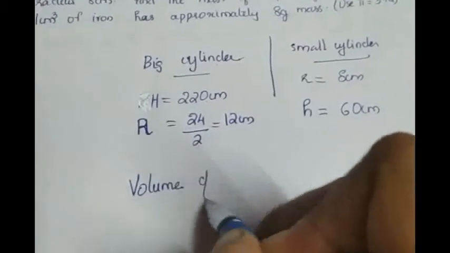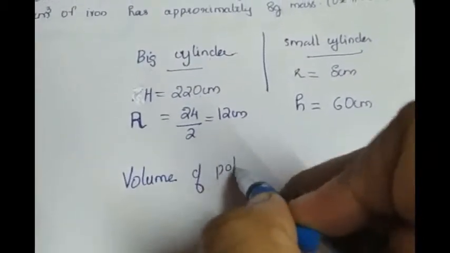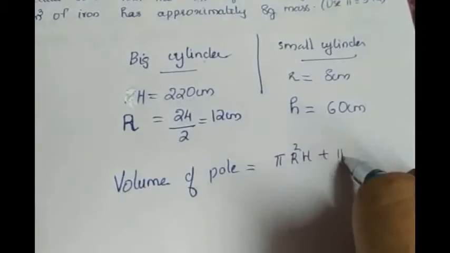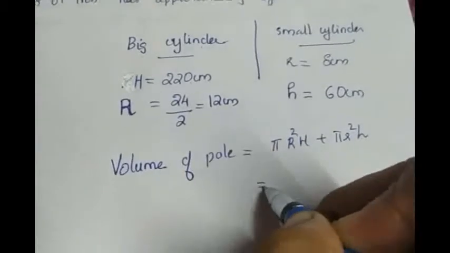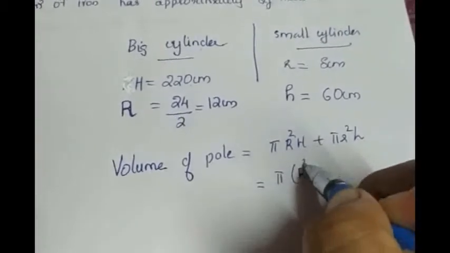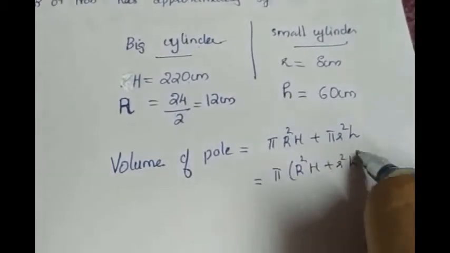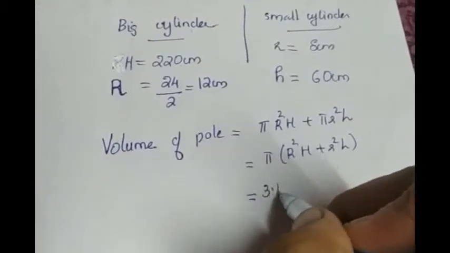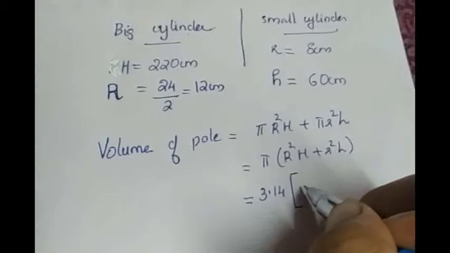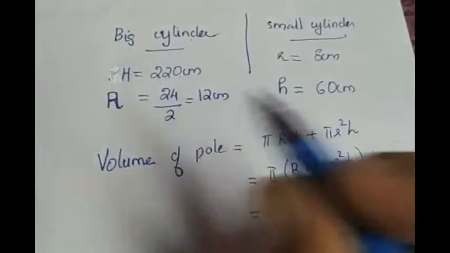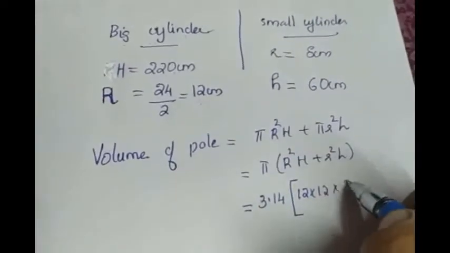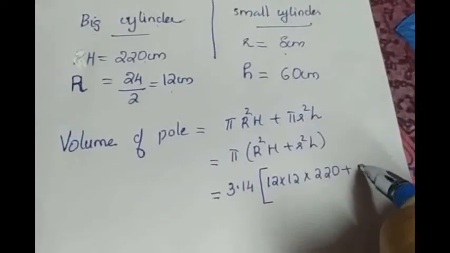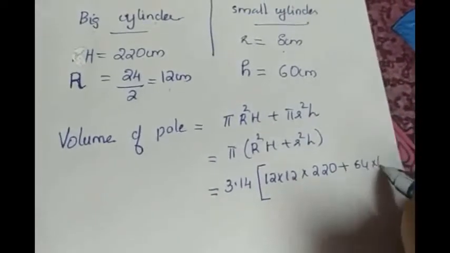Okay, so first we will calculate the volume of the pole. Volume of the pole will be equal to volume of big cylinder plus volume of small cylinder. That is pi R square capital H plus pi r square small h. Pi is common, isn't it? So we can write as r square h plus r square h. One is capital letter and the other one is small letter. Pi, it is given in the question to put the value as 3.14, into capital R square is 12 into 12. R is 12. Okay, into height is 220 plus small r is 8. So 8 square, which is 64, into height is 60.